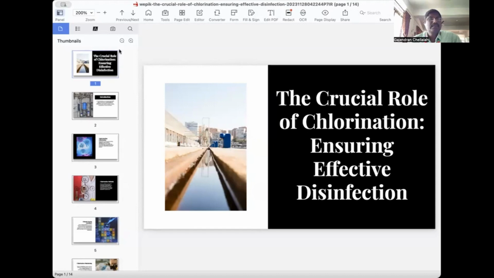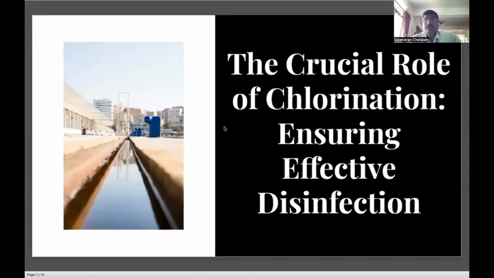Today we are going to discuss chlorine. So what is the role of chlorine in effective use of water is the topic today. The crucial role of chlorination, ensuring effective disinfection. How chlorine can be used, or what is the role of chlorine in disinfection.